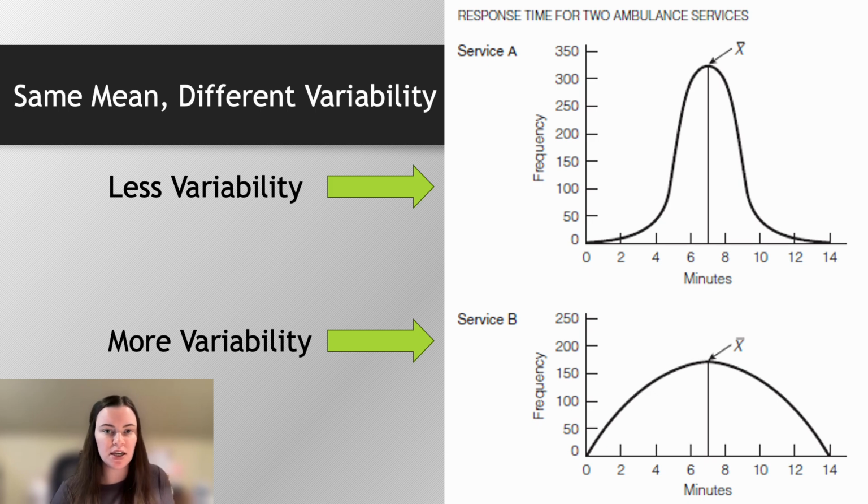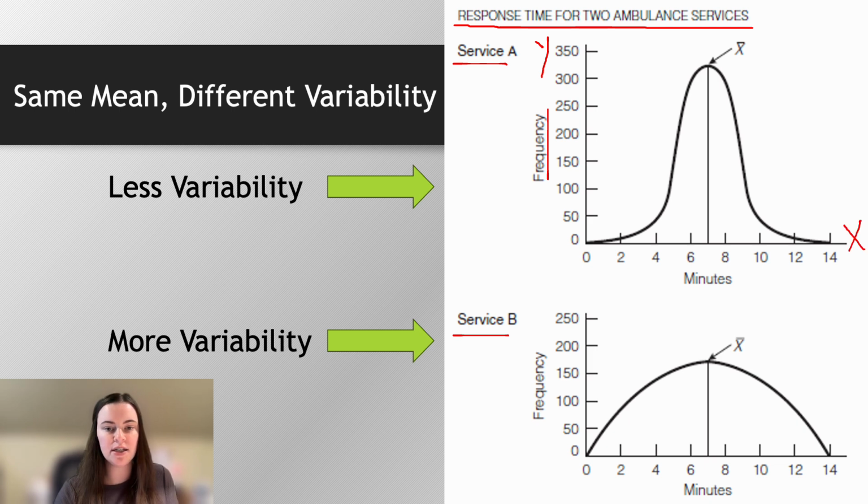And so let's take a look at the example depicted here on the right. As always, let's first take a look at our title to see what we're looking at. We have response times for two different ambulance services. So I have service A and service B. My y-axis is depicting frequency, or how many observations are we looking at in terms of these calls, and our x-axis is showing us the response time measured in minutes. So as our title here indicates, we are actually looking at two different services that have the same average response time, meaning that both of them have an average response of 7 minutes.